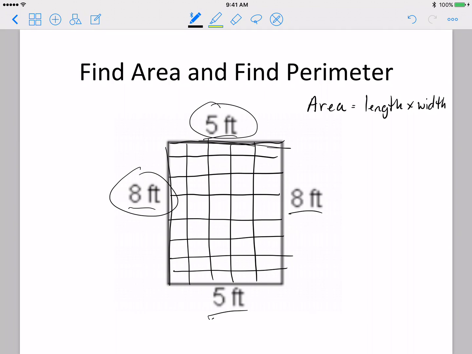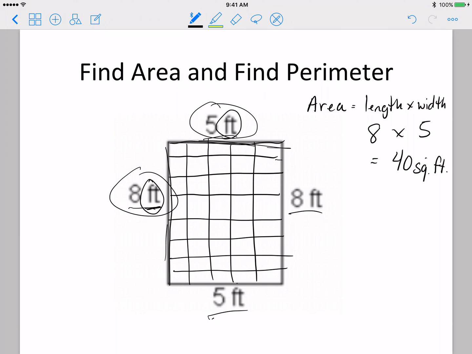We don't multiply all 4 sides. We're just multiplying length times width because we're kind of building it into an array. If we multiplied all 4 sides, that would not be an accurate area. So we're going to multiply 8 times 5. We know that 8 times 5 is equal to 40. We have feet here. That's our units. Our units are what we're measuring. So we have 40 square feet.